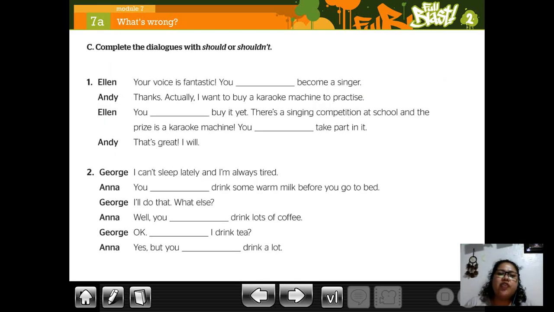On the next exercise, you have to complete the dialogue using should or shouldn't. Okay? So, for example, on number 1, it says, your voice is fantastic. You should become a singer. Okay? Thanks. Actually, I want to buy a karaoke machine to practice. You should or shouldn't? Shouldn't. There you have yet. That is the key word. Okay? You shouldn't buy it yet. There is a singing competition at school and the prize is a karaoke machine. Nice.